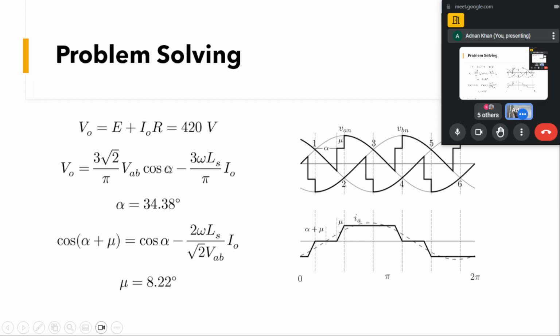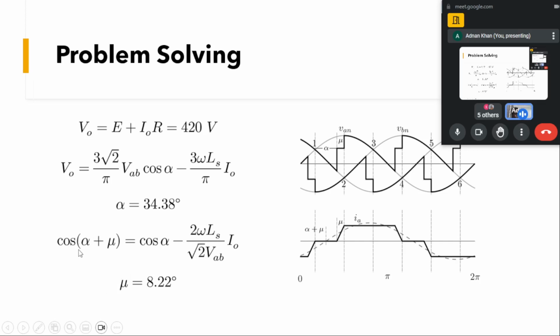Now when we solve this, put the values here, the alpha value can be calculated, which comes out to be equal to 34.38 degree. Now because of this commutation we have another equation which can be derived, which is also shown there, and which can be derived by using the equation for the source inductance, L dI by dt, and this is the equation that is given here.